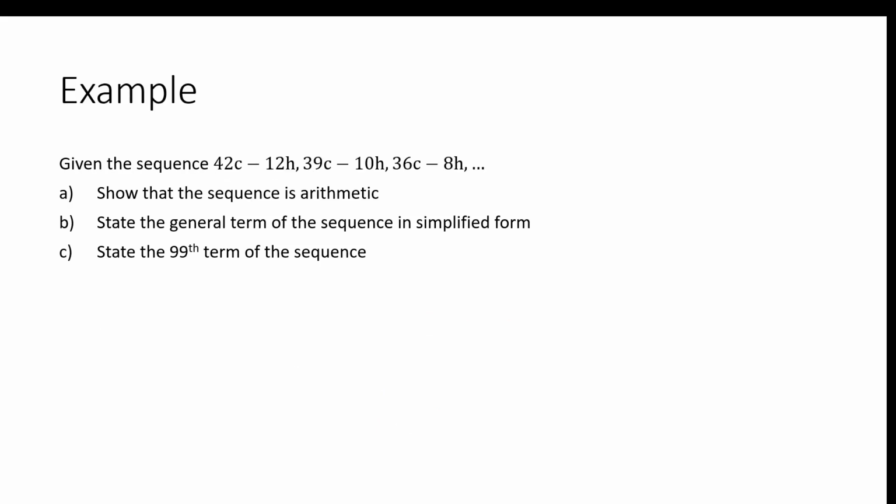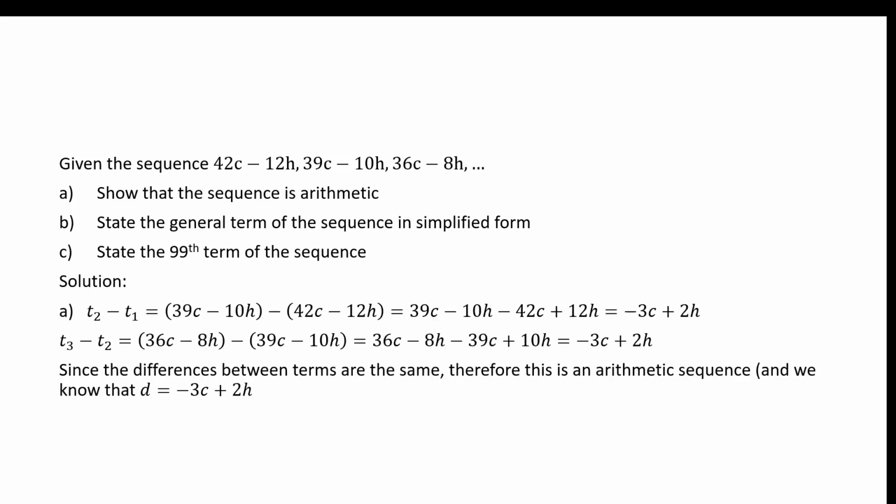Now, what if we're given a sequence shown here? This is a little bit different because we have a lot of variables here. We want to show that the sequence is arithmetic, state the general term in simplified form, and state the 99th term. Well, what we need to do is determine that whatever you need to add to get from the first to the second term is the same as what you need to add to get from the second to the third term.